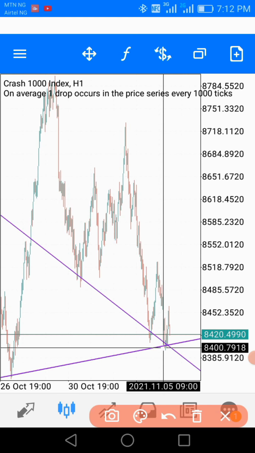What is it called? A pin bar developed at that level, giving us the probability that the market will reverse.